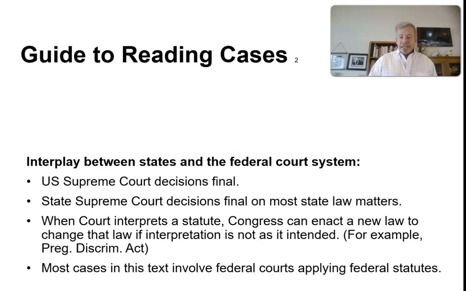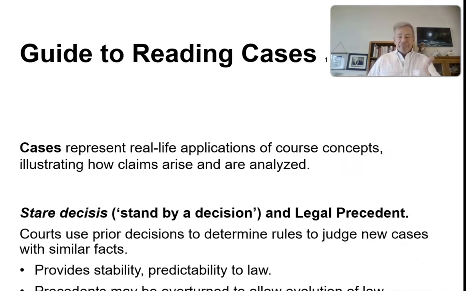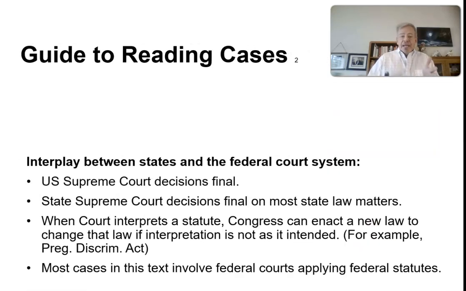When a court interprets a statute, Congress can enact a new law to change that law if the interpretation is not intended. Ideally, the courts should never make law. The court should be looking at law that exists as to whether or not it's appropriate, because making law is not the court's decision. It is actually the legislature's job to create that law, and the court reviews the legality of it by applying the principle of stare decisis, or legal precedent, and they go back to the original language as to what the legislative body said.